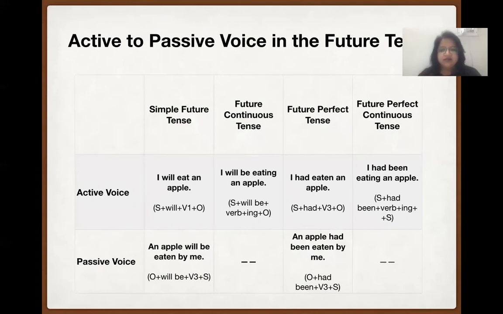Let us just take the simple future tense. I will eat an apple. Okay, so I is the subject. Will is again actually the auxiliary form, but here we have just written will because whatever subject you write, you can use will with it. Plus V1, that is the first form of the verb, and object, that is an apple. And when you convert it into the passive voice, an apple will be eaten by me. So how does the structure go? Object, an apple, will be plus V3, that is eaten, by subject, that is by me.